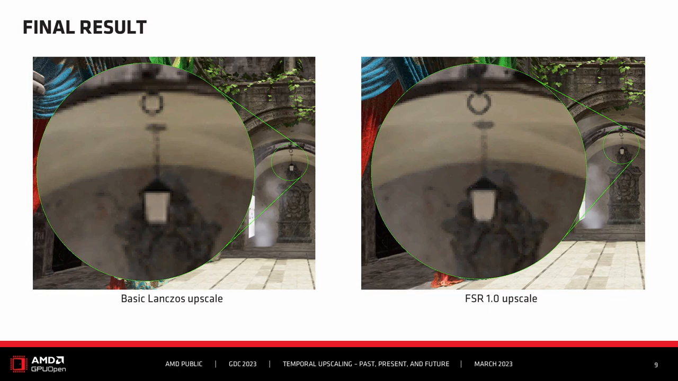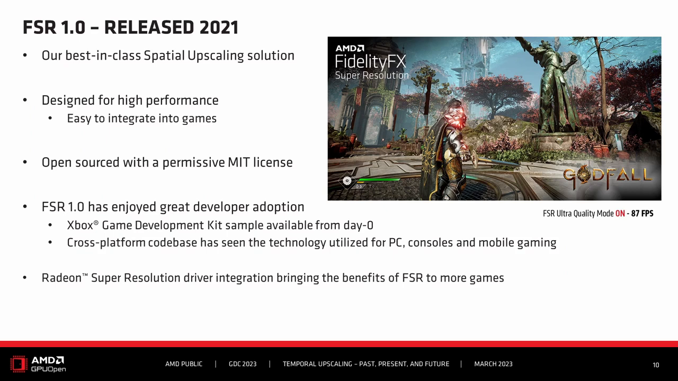And also on the high contrast edge of the archway next to the ring, you can see that by following the edge direction, FSR1 produces much nicer edges than basic Lanczos upscale. So we have it, our best-in-class spatial upscaling solution that we released in 2021. And it's very popular up to today, has been ported to many platforms and is still being used by a lot of developers. And on top of that, we have integrated it into our driver as Radeon Super Resolution, which will bring it to even more games without any special need for the developers to integrate it.